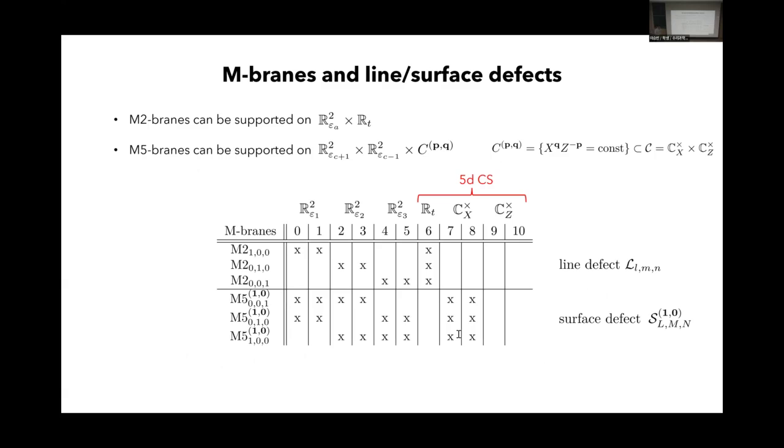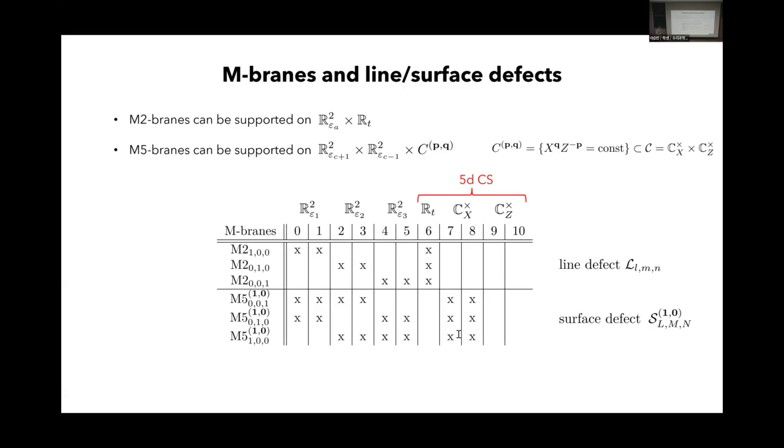And on top of this theory, I start to introduce membranes. As you have heard, there are two kinds of branes in this M theory, which are M2 branes and M5 branes. M2 branes are 3-dimensional extended objects. So by some symmetry reason, in this setup, it can only wrap one of the R2 planes and the real line R.